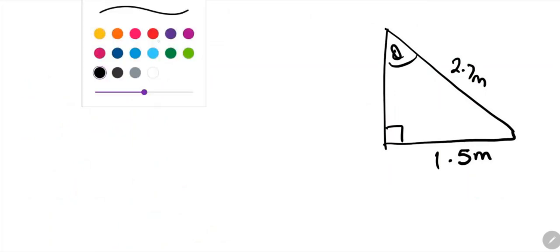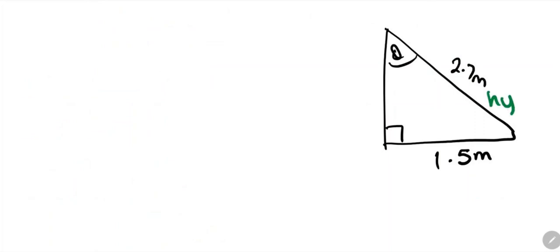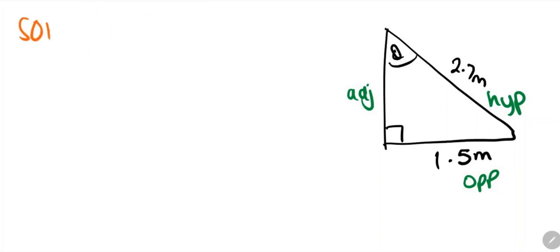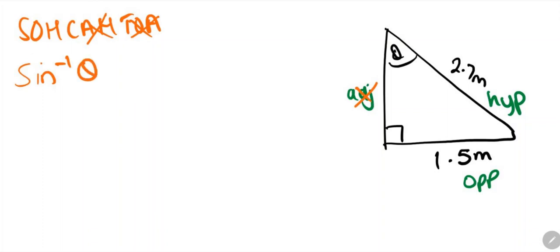Okay, so let's have a look at this question. First thing we want to do is label our sides. So this is hypotenuse, this is opposite, and next to is adjacent. So let's have a look what we don't need. So let's write our formula, SOHCAHTOA. We don't need adjacent, so we can eliminate anything with adjacent, and we're going to use sine. So sine to the -1 of theta is equal to opposite over hypotenuse.